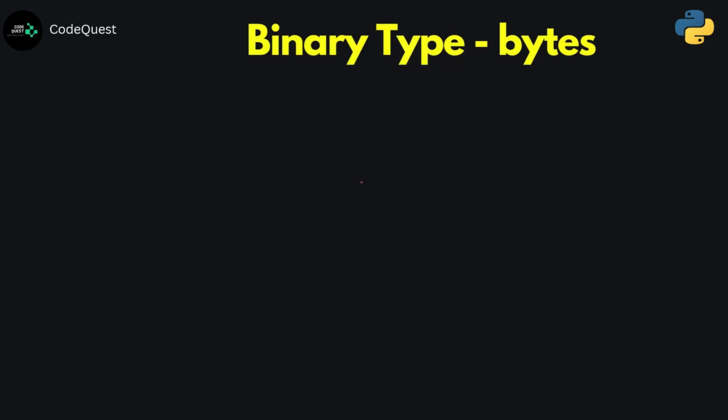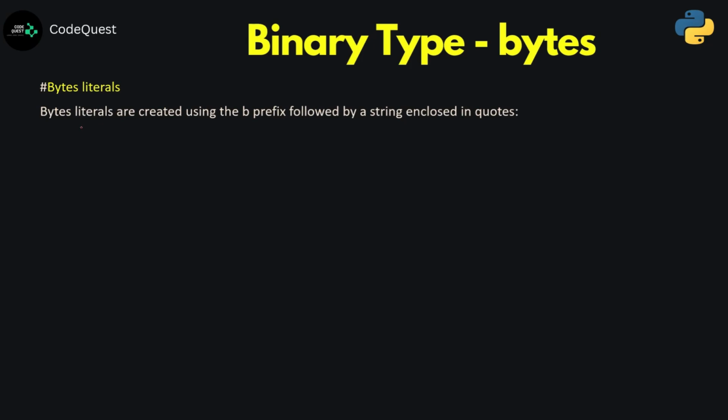The second way of creating a binary type is by using bytes literals. Bytes literals are created by prefixing a b followed by a string enclosed within quotes. You can see here we are taking bytes_obj, b is the prefix, and this is the string enclosed within single quotation marks. When I print the value of this, we get b followed by hello.